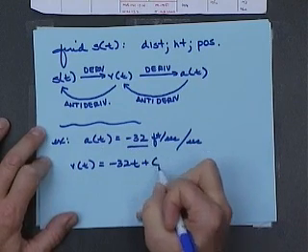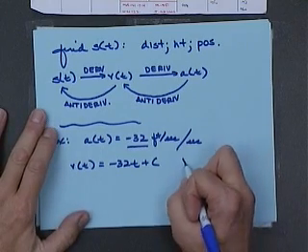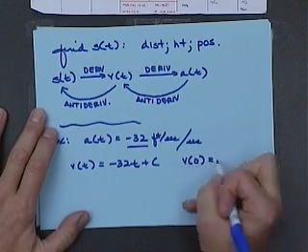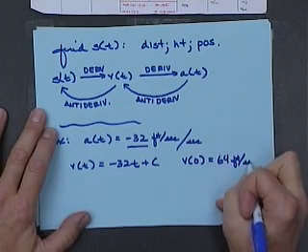Okay, and I heard a plus c. So we've got to have additional information to find out what the actual velocity function is. Let's say its initial velocity. So here's a piece of additional information. We know that the initial velocity is 64 feet per second.